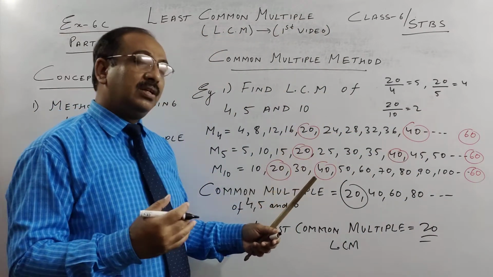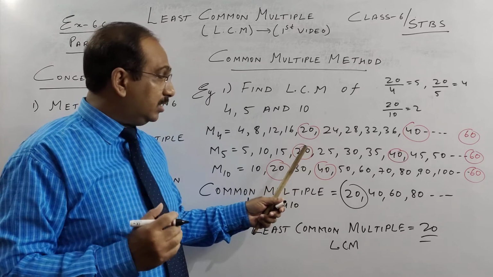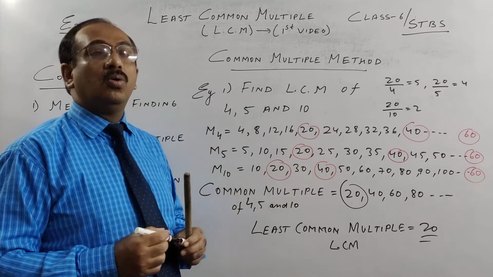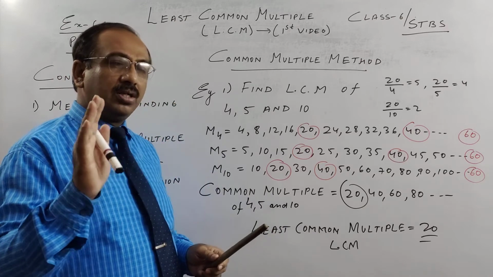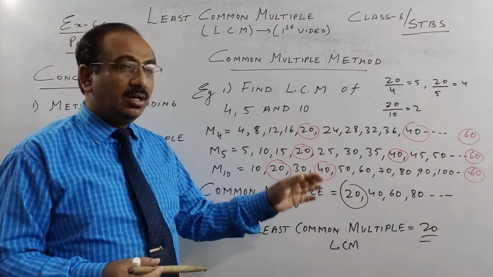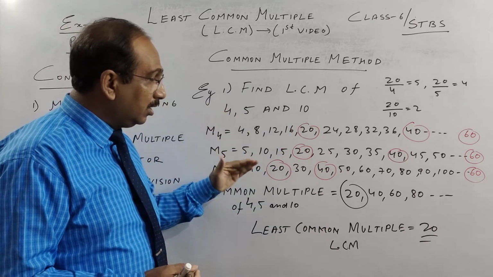So 20 is the least number which can be exactly divisible. Another way of looking at LCM is exactly divisible by all these numbers. Okay, so just remember this. You are in class 6, but later on also you can see. This is very useful for class 7s also. Later on also you can understand, but try to see here.